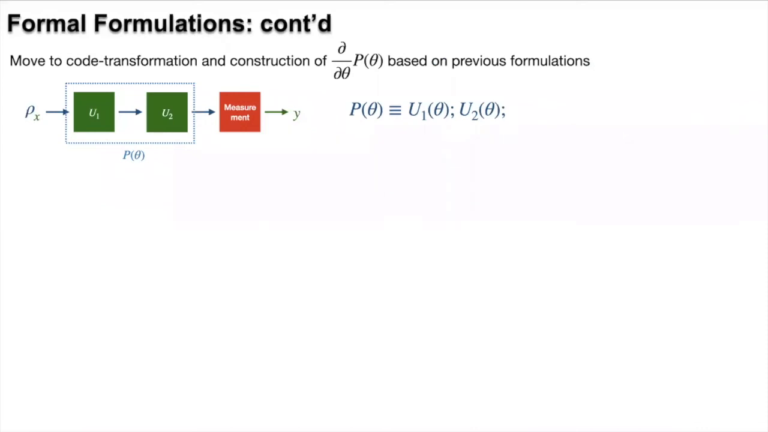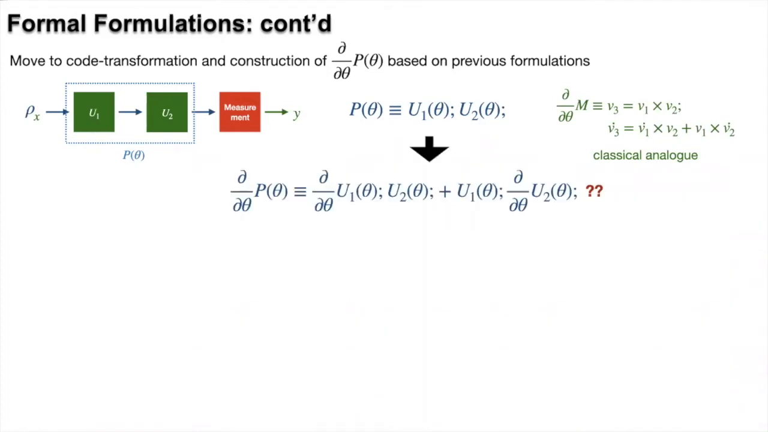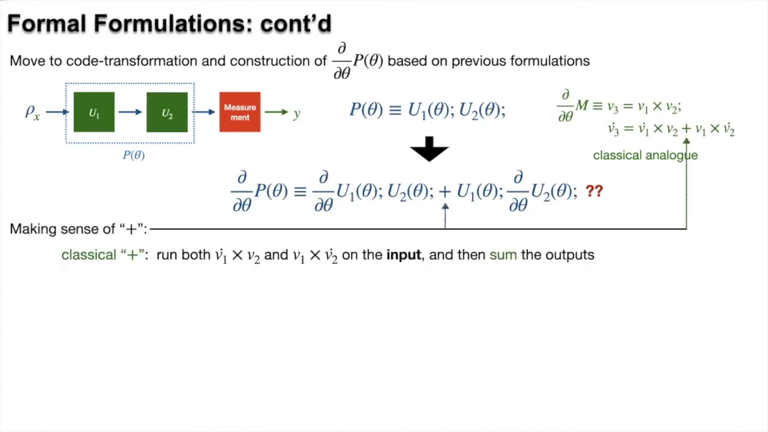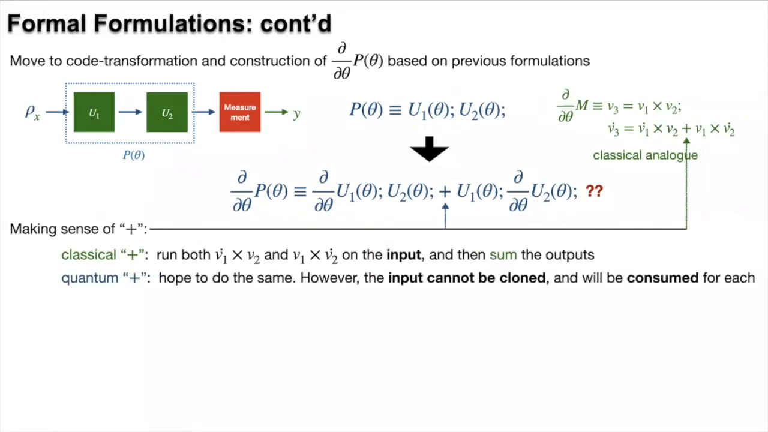Still consider a very basic case where p theta will be u1 theta and u2 theta. You need to believe me that according to the calculation based on quantum mechanics, this actually corresponds to the case of a classical multiplication, as we've seen before. And even symbolically, it will match something similar. The critical part is that we need to make sense of the plus operator in both quantum and classical cases. Classically, the plus operator means we need to run both parts on input and sum their outputs. Quantumly, we hope to do the same thing.